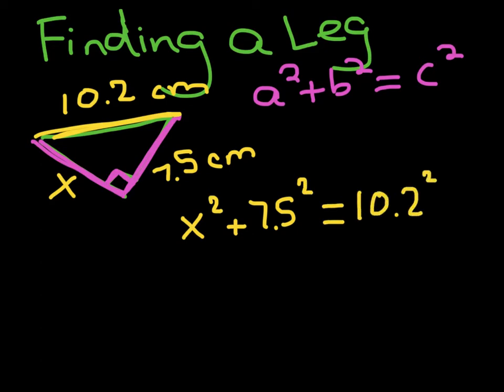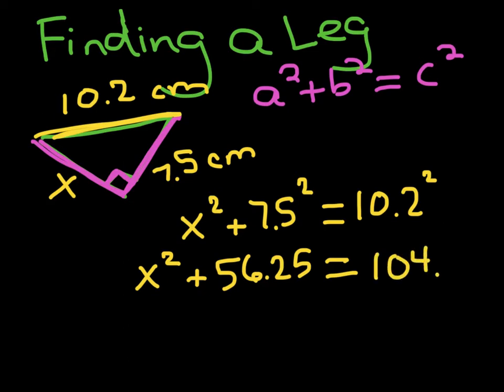Now some of you guys are going to take shortcuts. Don't take a shortcut. It doesn't take you long to write this stuff down. So let's square it. 7.5 squared, which means 7.5 times 7.5 is 56.25. I don't know what x is, so x squared is still x squared, and 10.2 squared is 104.04.